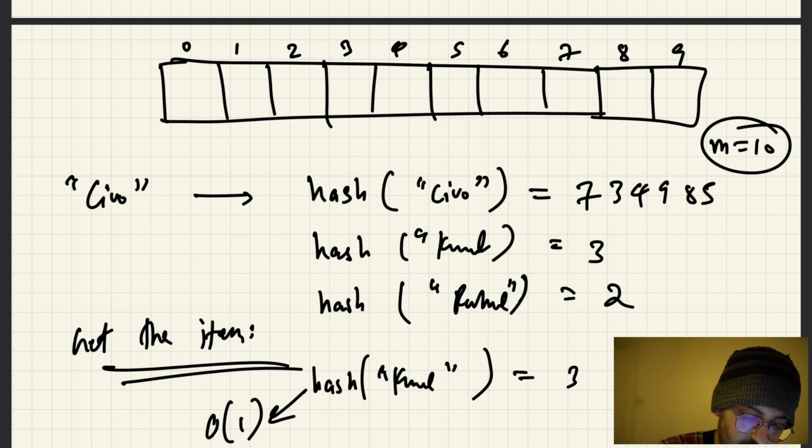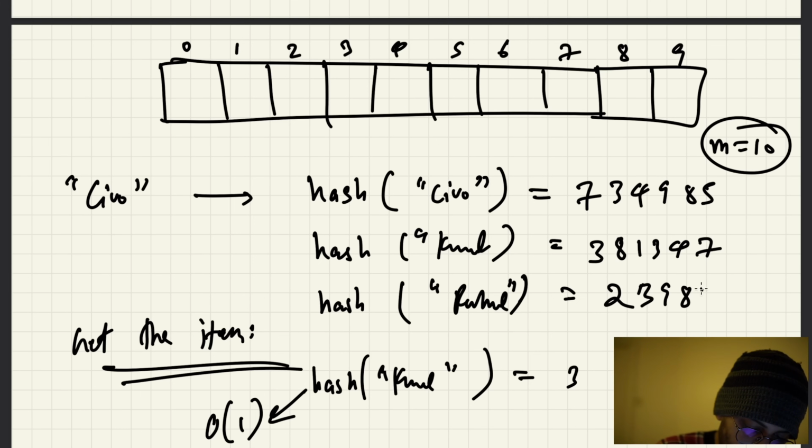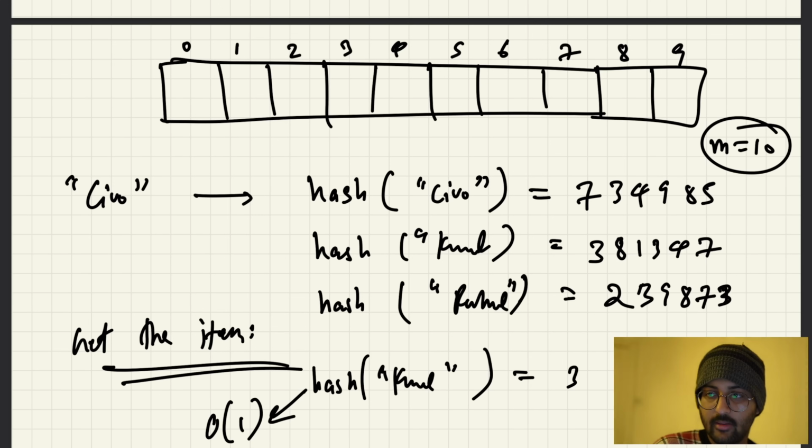Hashing basically means if you're getting larger numbers, you can either use the number itself as the index. So have an array of the size of 7,34,985. No, not good. I want to insert all these items in size 10 only. But yeah, that's what I want to do. So we want to insert CVO.